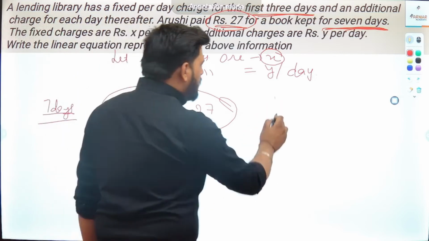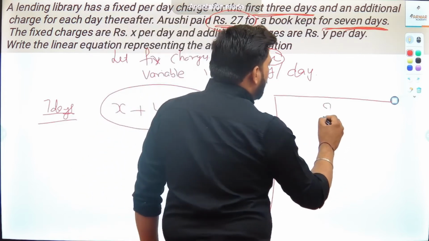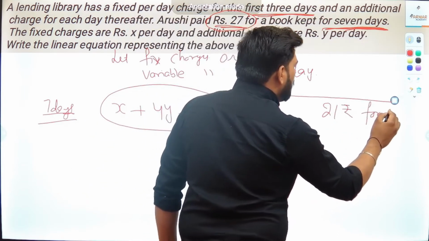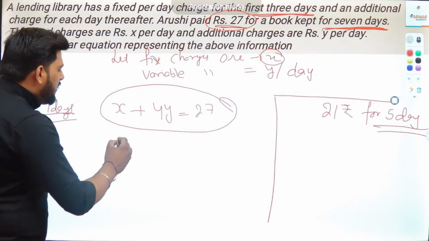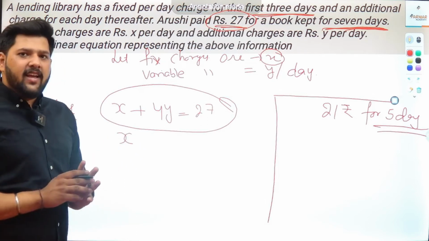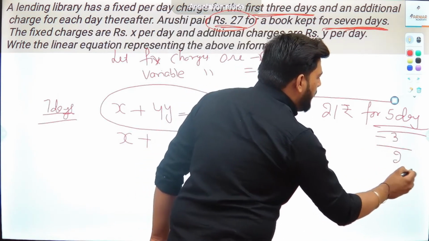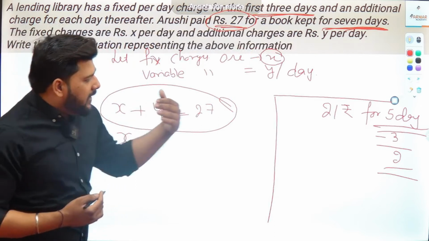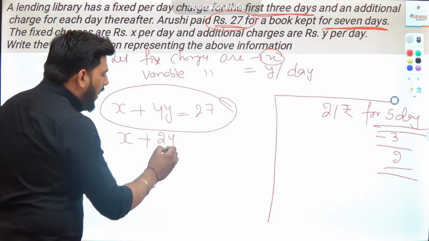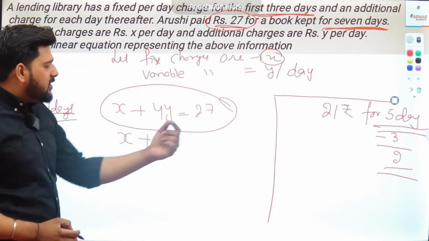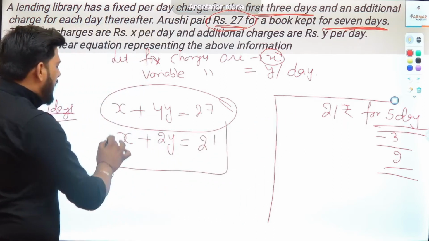So this is the linear equation representing this situation. Again, one more situation: if she rents a book for 5 days, she pays 21 rupees. Now how to convert it? Again, for the first 3 days she will pay x rupees. The remaining days, out of 5, if 3 days are fixed, there are 2 remaining days. For the remaining 2 days she has to pay y rupees per day, so the charges are 2y, and her total payment is 21. This is the second equation.